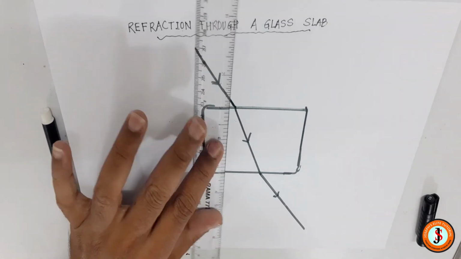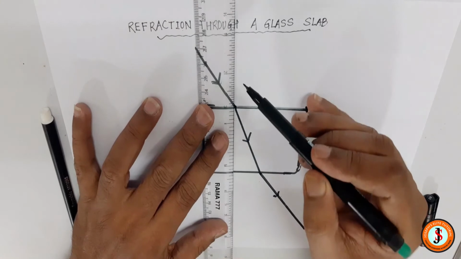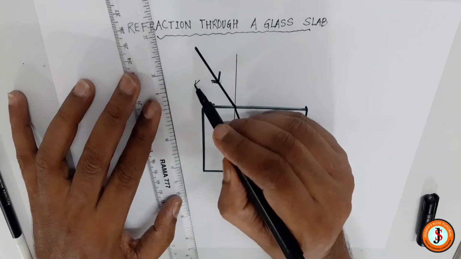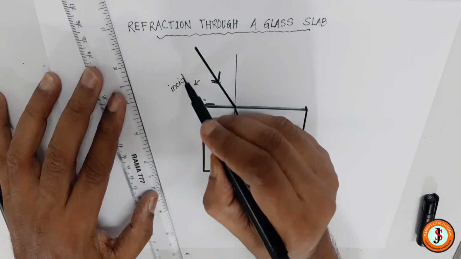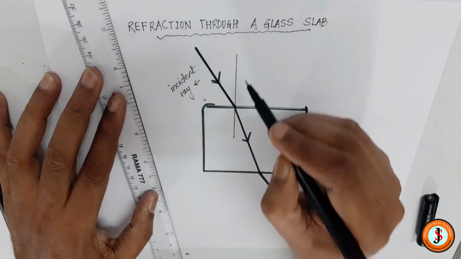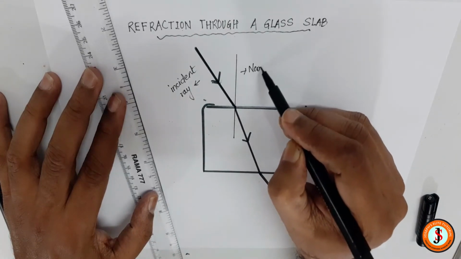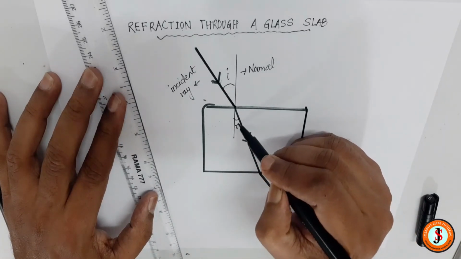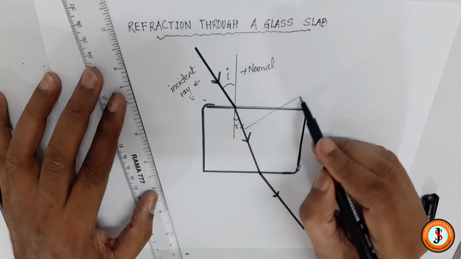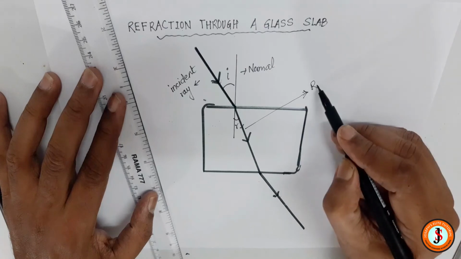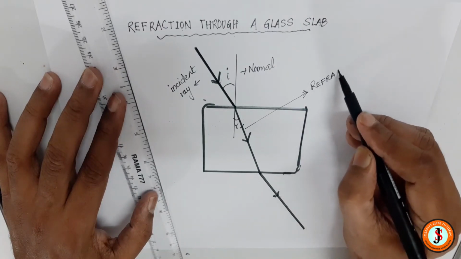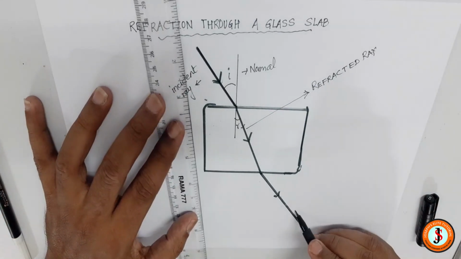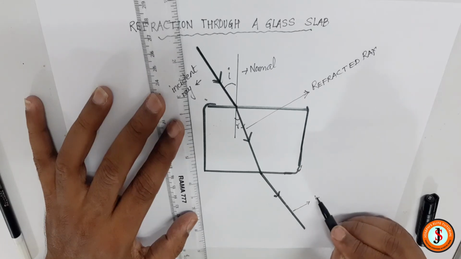So now I'll try to place the normal over here. So this is the incident ray. This is the normal. So this is known as the angle of incidence. This is the angle of refraction, and this is the refracted ray, and this is the emergent ray.